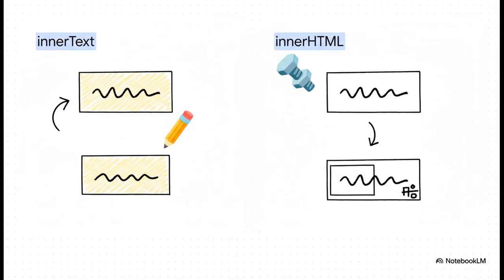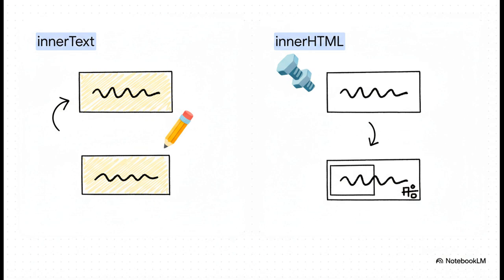Okay, so you've grabbed your element. Now you can change what it says. Inner text is your safe bet. It just changes the text. Simple. Inner HTML is way more powerful. You can use it to drop in brand new HTML tags. But a quick word of warning, be really careful with inner HTML.